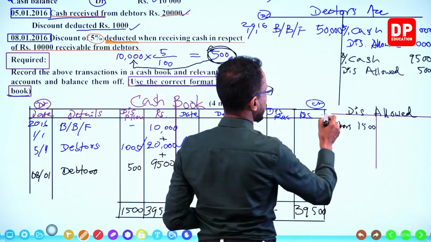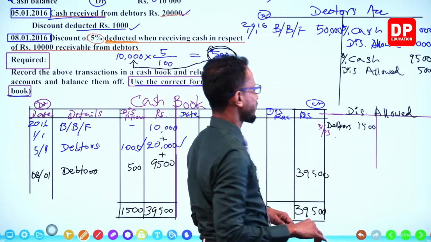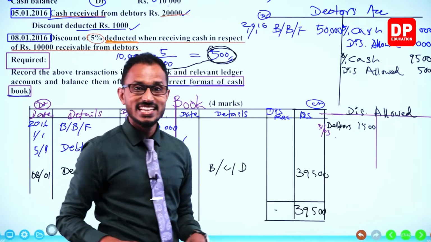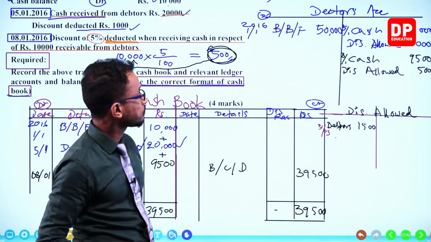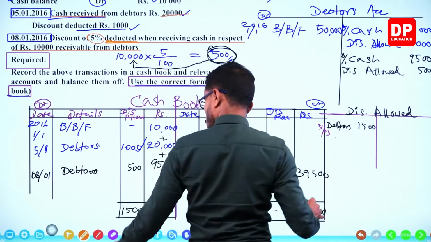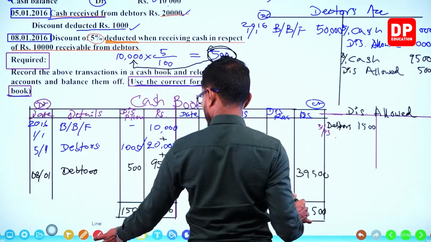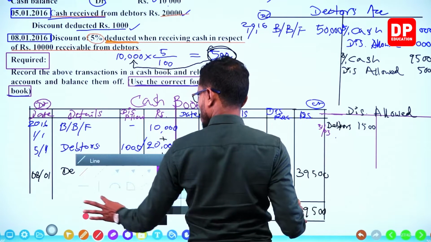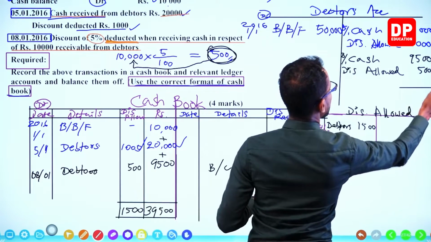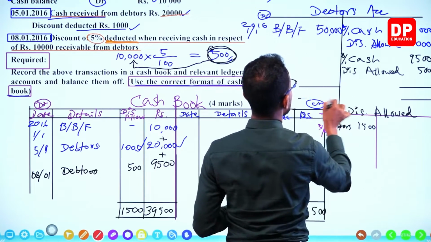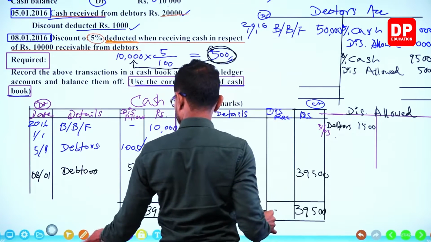Oh, come on. Okay. I'm trying to extend that line. Now, 31st of March, debtors 1,500 in the discount allowed column. And in the debtors account, let's take the balance. Done. Take the balance.